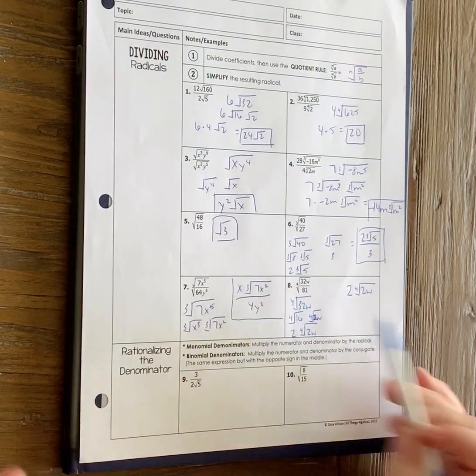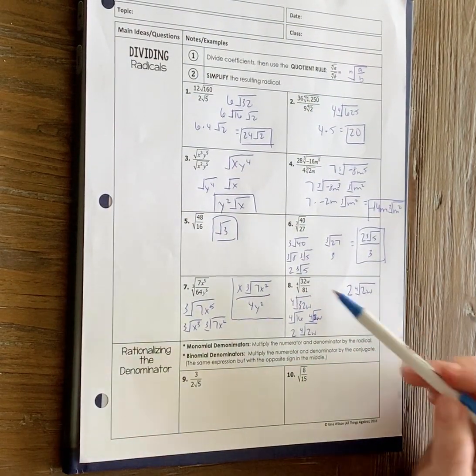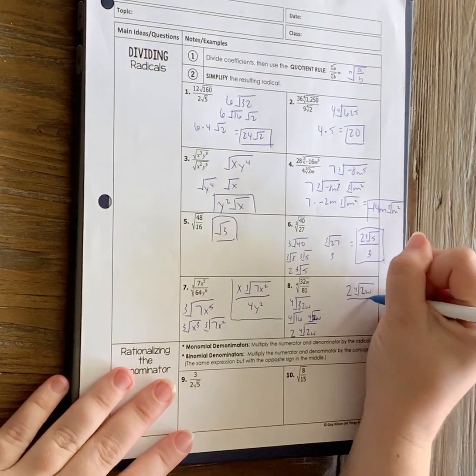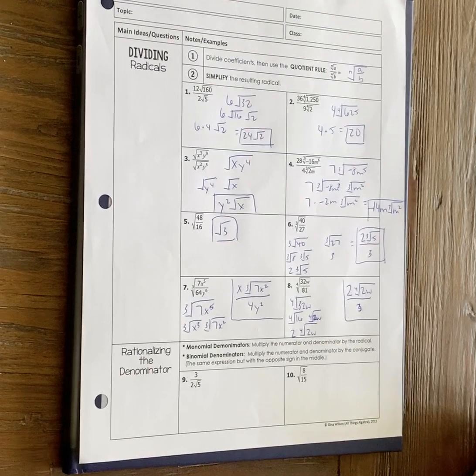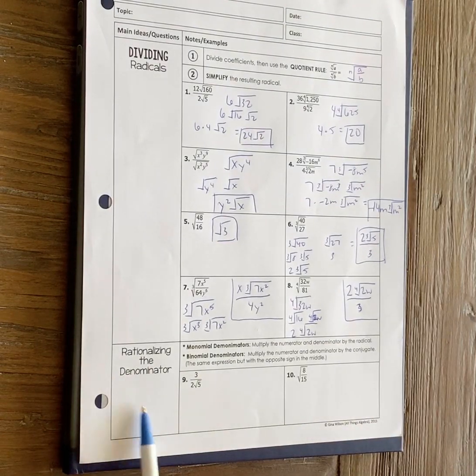For the denominator, the fourth root of 81, we can actually take the fourth root of 81, which is 3. So that just simplifies straight like that, and that's our answer. Okay. All right, this part down here, so it says rationalizing the denominator.